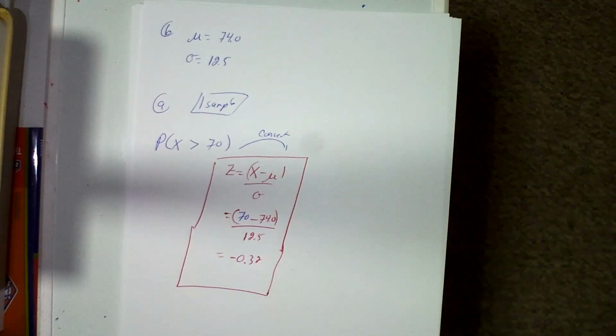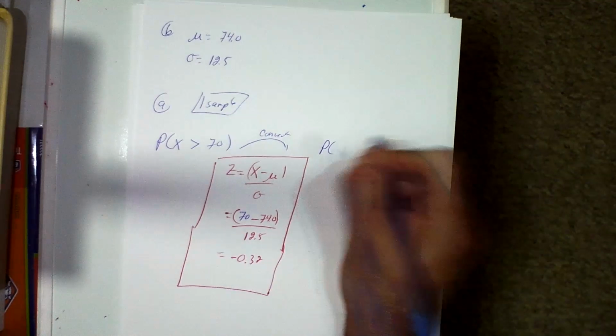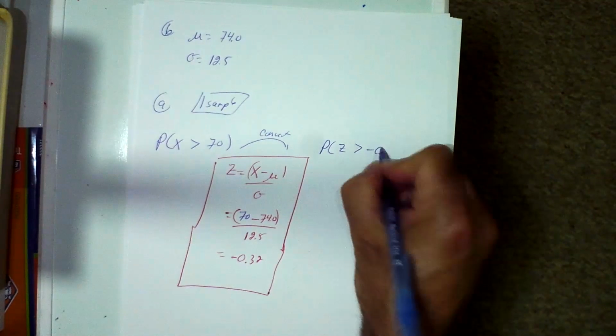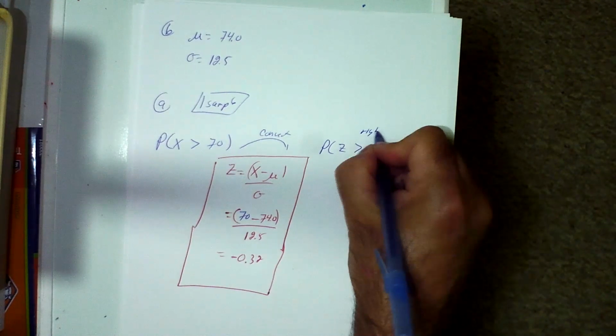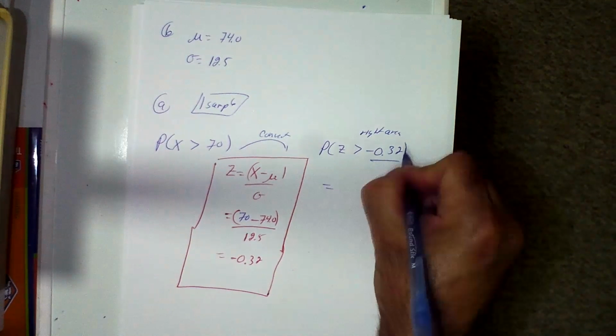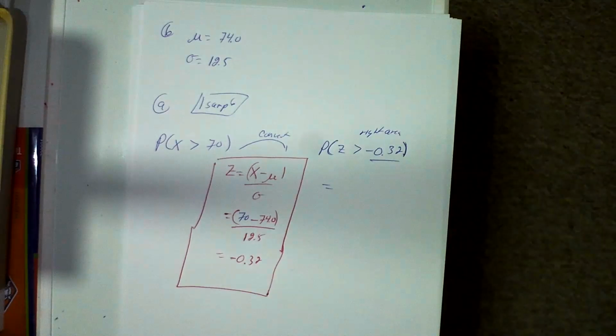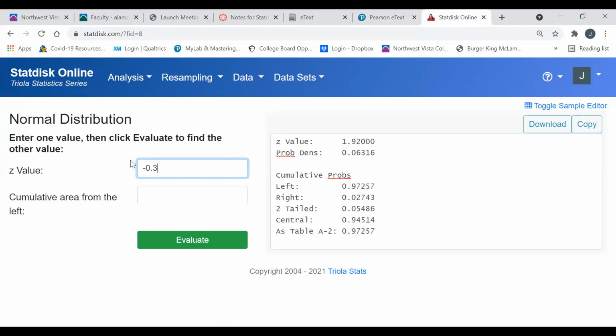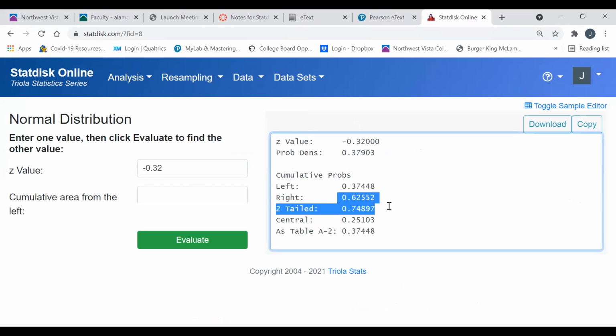I'm going to write my probability. Now it becomes a z greater than negative 0.32. Since it's greater than, I'm looking at the right area. So I'm going to plug that number into StatDisk. That's a parenthesis, not a 1, people. Sorry, my parenthesis looks like a 1. Put that into StatDisk. It is 0.6255, or 62.55%. Y'all can check the answer at the back of the book.